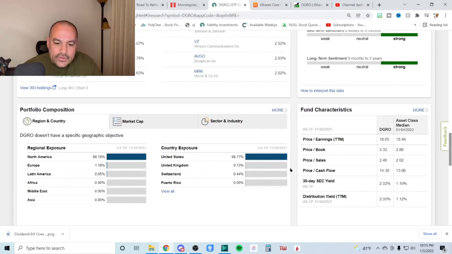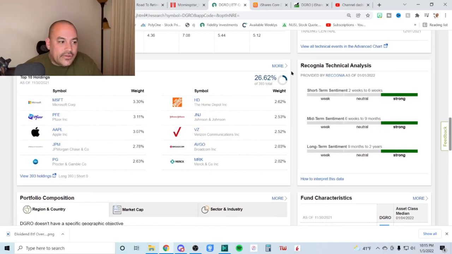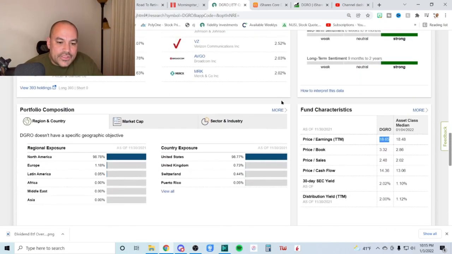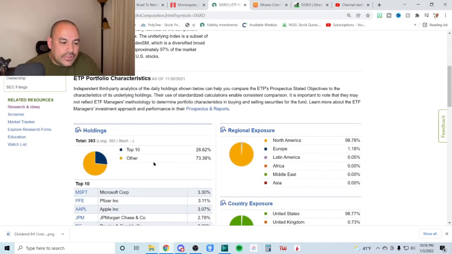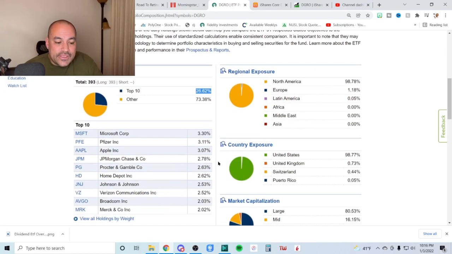And we'll look here at the price to earnings. Pretty much a value fund at 18.65 price to earnings for the trailing 12 months. That means the prior 12 months. That's a weighted average of the total fund. Now let's take a look at the portfolio composition. Let that load up here. And we'll go down and see. DGRO has a total of 393 holdings. 26% of that is in the top 10, with the other 383 making up the bottom 73%.